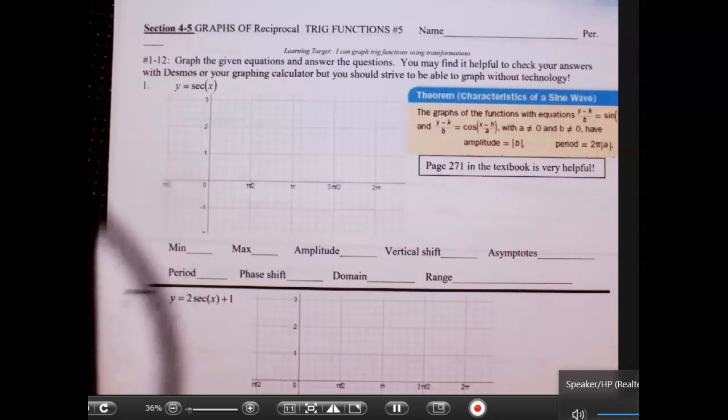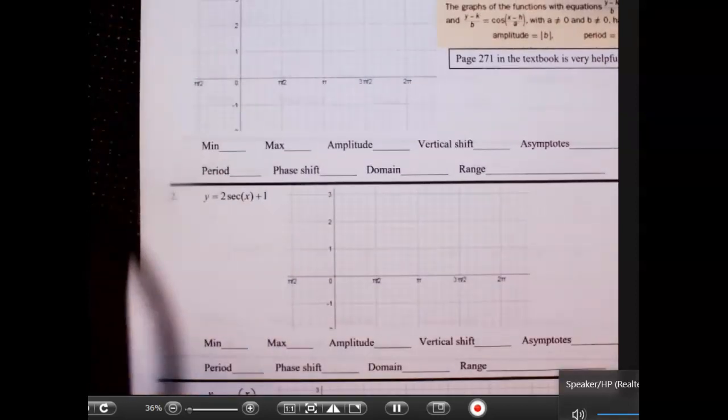Quiz tomorrow is over graphing reciprocal trig functions, and it's been a few days, so you're going to print off this worksheet if you didn't pick it up yesterday and go through them. I'm going to go through 2 of them just to refresh your memory since, like I said, it's been a few days. I'm going to actually start with the second one.